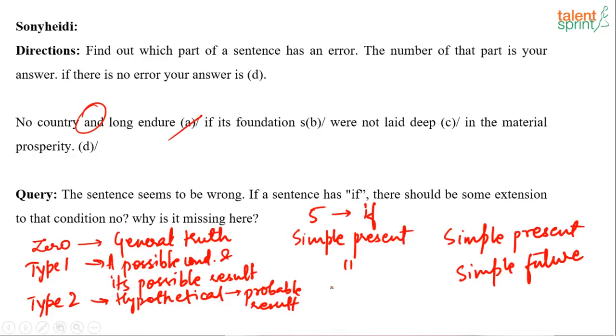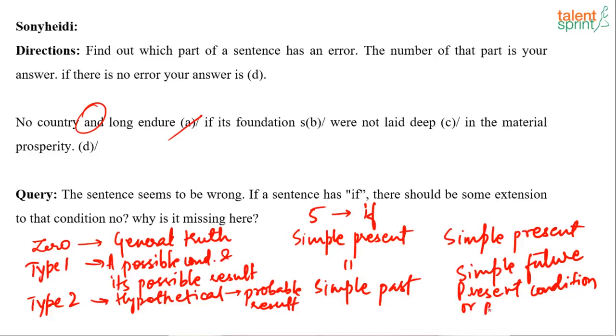So we are talking about the usage of if. I hope I do not have to repeat this again. Please understand how many types of uses there are. Type 2 talks about a hypothetical condition and its probable result. We use simple past for this, and for the main clause verb tense we use the present conditional or present continuous conditional.